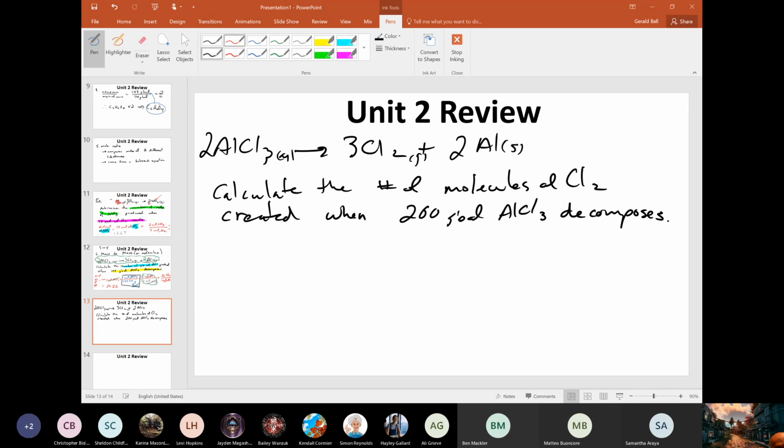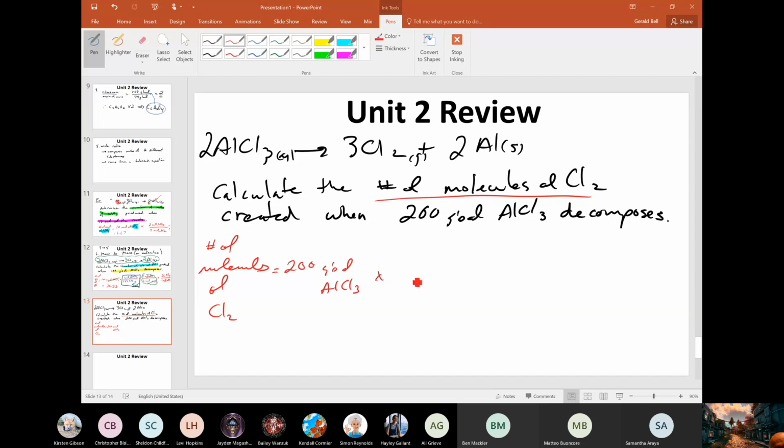Okay, so let's do it here. So we want the number of molecules of Cl2, knowing we have 200 grams of AlCl3. So two different substances means three different steps. So I guess we can reuse that molar mass from earlier. So we got 1 mole of AlCl3 and 133.34 grams of AlCl3. Reusing info is always good.